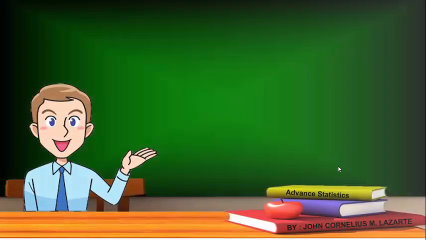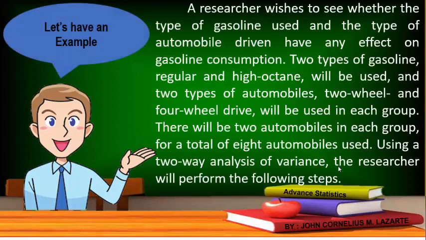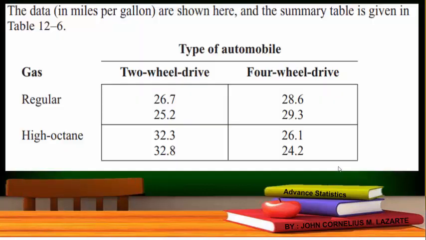Now, to make it clear, let us first have an example. In this problem, a researcher wishes to see whether the type of gasoline used and the type of automobile driven have any effect on gasoline consumption. Two types of gasoline, regular and high octane, will be used, and two types of automobiles, two-wheel drive and four-wheel drive, will be used in each group. There will be 2 automobiles in each group for a total of 8 automobiles used. Using a two-way analysis of variance, the researcher will perform the following steps.